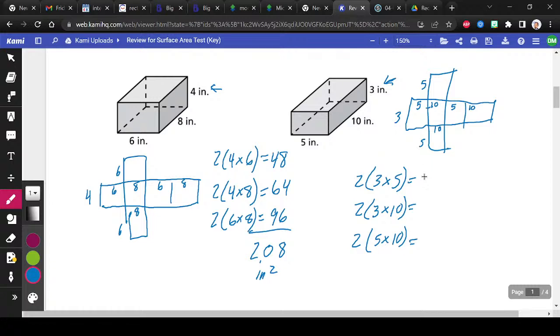2 times 3 times 5 is 30. 2 times 3 times 10 is 60. 2 times 5 times 10 is 100. And so this would be 190 square inches.